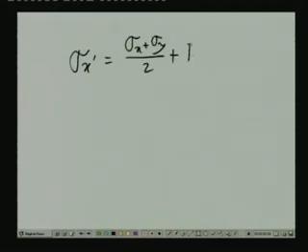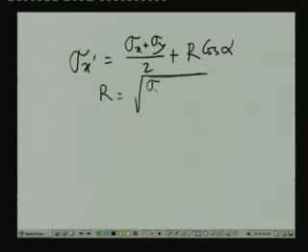So, sigma x dash is equal to the central distance, which is (sigma x plus sigma y) by 2, plus r cos alpha. R is equal to the root of ((sigma x minus sigma y) by 2) squared plus tau xy squared, and this is equal to 20.62 as we have seen.